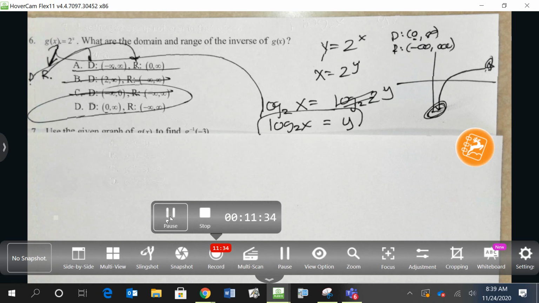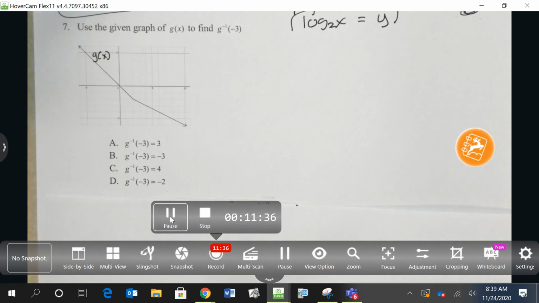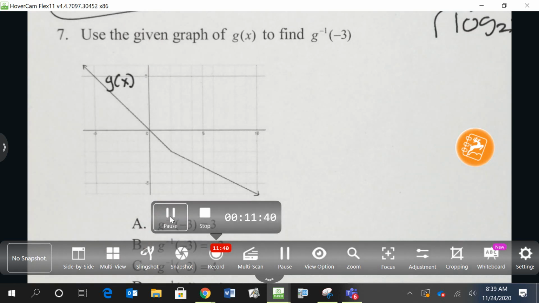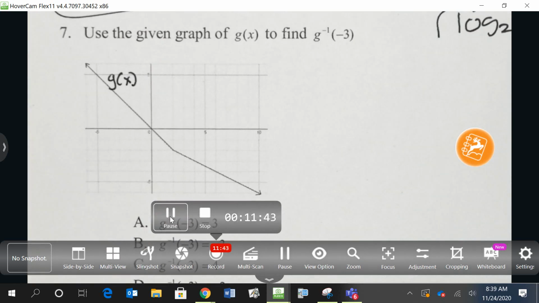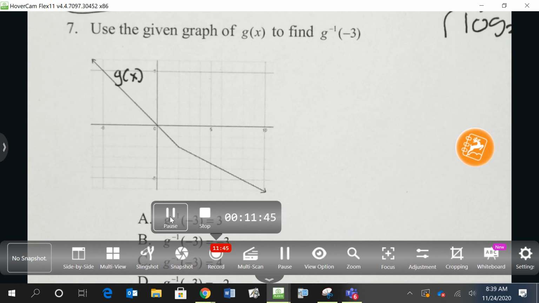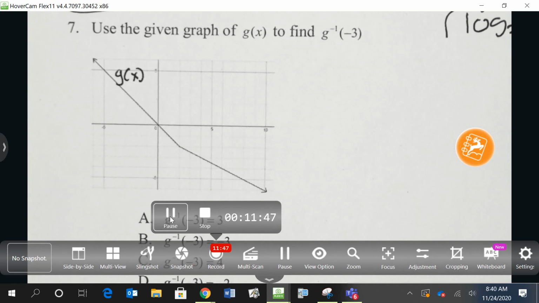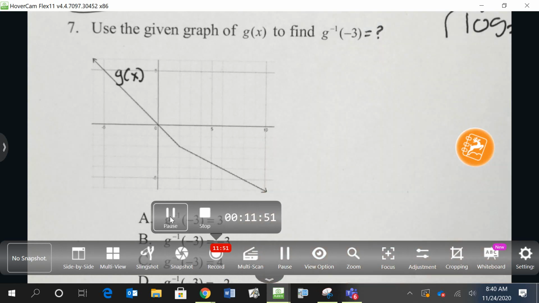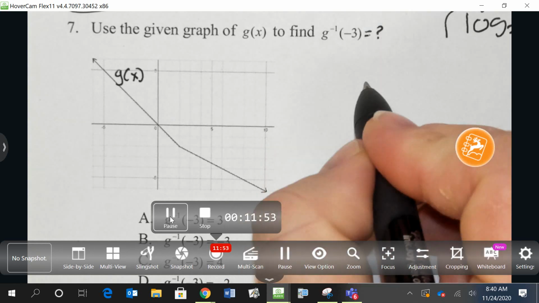This is kind of a tricky problem. So let me see if I can zoom in, because we will have to see the graph. So we do need to see the graph for this. For this particular problem, the graph we're looking at is g of x. It's not the inverse, it's g of x. And we want to find, what is this equivalent to? So let's go back to thinking about this.